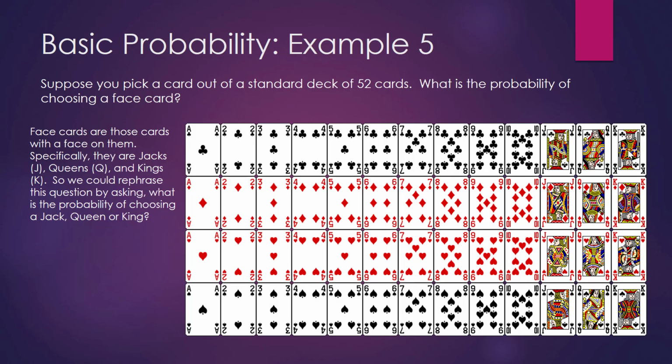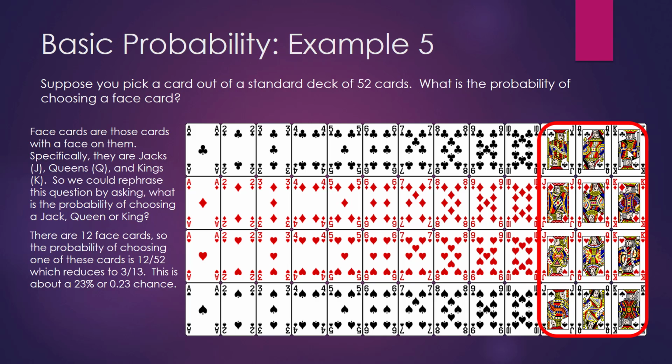Pause the video, write down your answer, and then unpause it to see if you were correct. There are 12 face cards, so the probability of choosing one of these cards is 12 over 52, which reduces to 3/13. This is about a 23% or 0.23 chance.